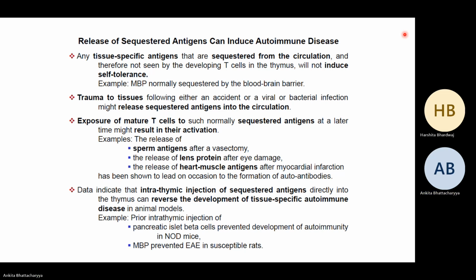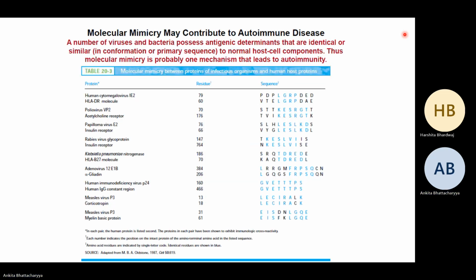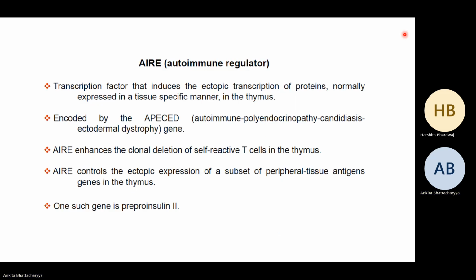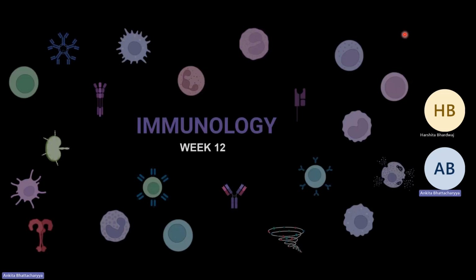is a key concept, because you need to understand how sequestered antigens are not seen by the immune system, and as a result, in case of any trauma or any unexpected condition, their exposure would carry very high potential for becoming an autoimmune disorder. Then the concept of molecular mimicry, and finally the role of autoimmune regulator was studied.